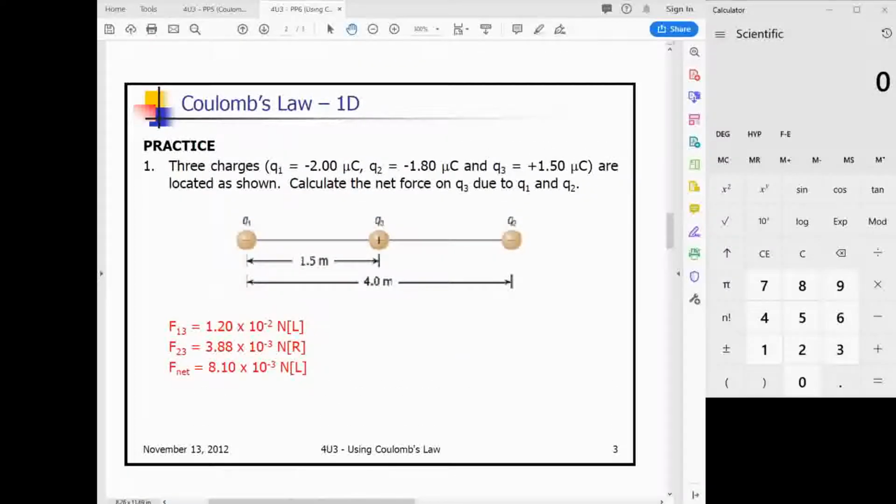So here's a sample of a problem in 1 dimension. We have 3 charges. We have a Q1, a Q2, and a Q3. 2 are negative, 1 is positive, and they're located as shown. And we're asked to calculate the net force on Q3 due to Q1 and Q2.